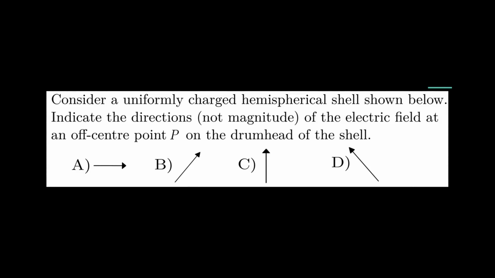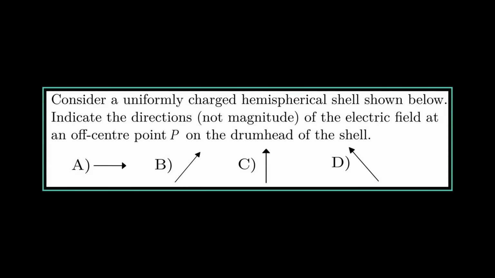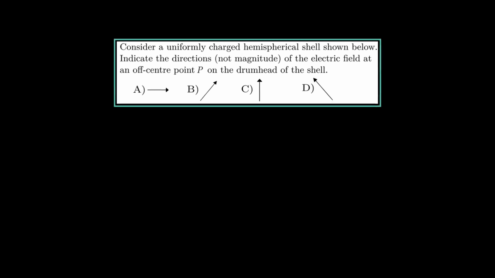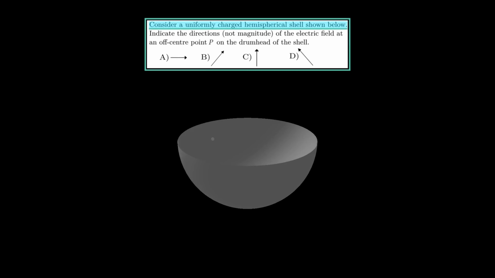The question you see right now on the screen looks very easy if we have an intuition, but that gives us an incorrect answer. Let's see why. Consider a uniformly charged hemispherical shell shown below. Indicate the directions, not magnitude, of the electric field at an off-center point P on the drumhead of the shell.